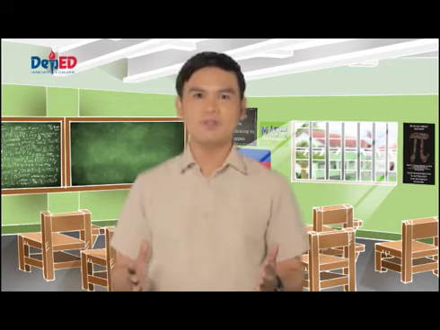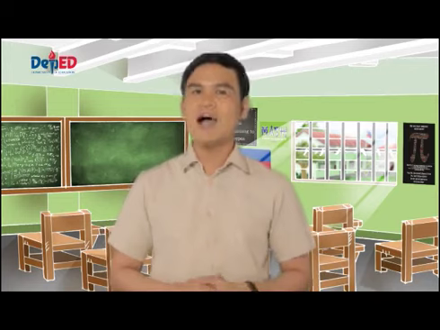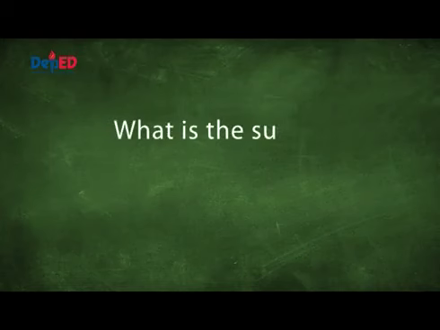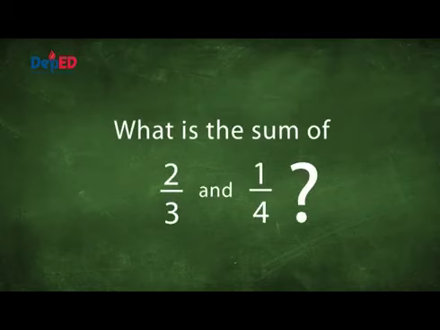Let us try another example. This is an example of adding simple fractions without regrouping. What is the sum of 2/3 and 1/4? Since the denominators of the fractions are not the same, we need to change them into similar fractions, for we cannot add directly. Let us do this step by step.